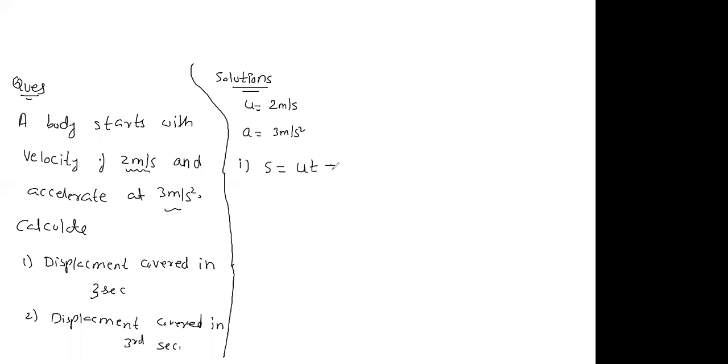See, for the first part, you can simply use this relation. S is ut plus half at square. So initial velocity is 2 and the time is 3 seconds. 3 seconds means 0 to 3 seconds. So this is simply 2 into 3 plus half, acceleration is 3, into 3 square. So the displacement is 6 plus 27 by 2. So 27 by 2 is 13.5. It's 19.5.